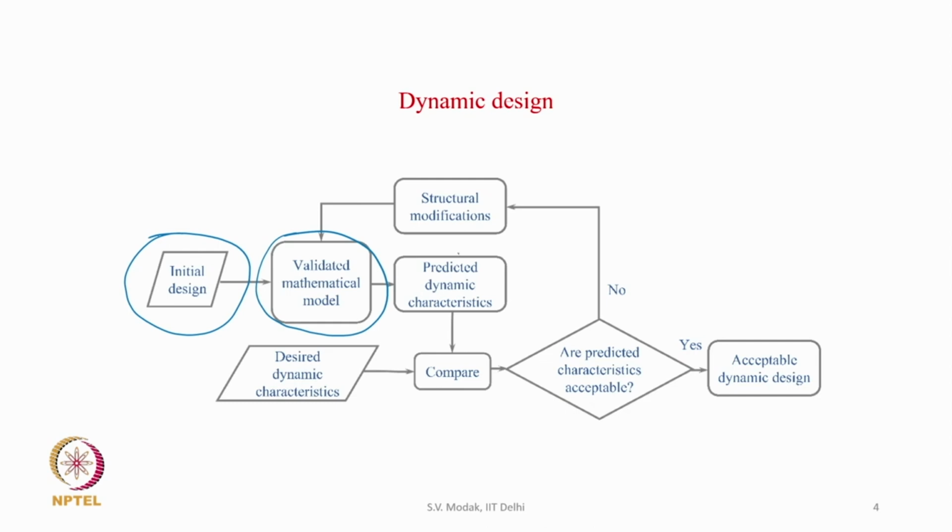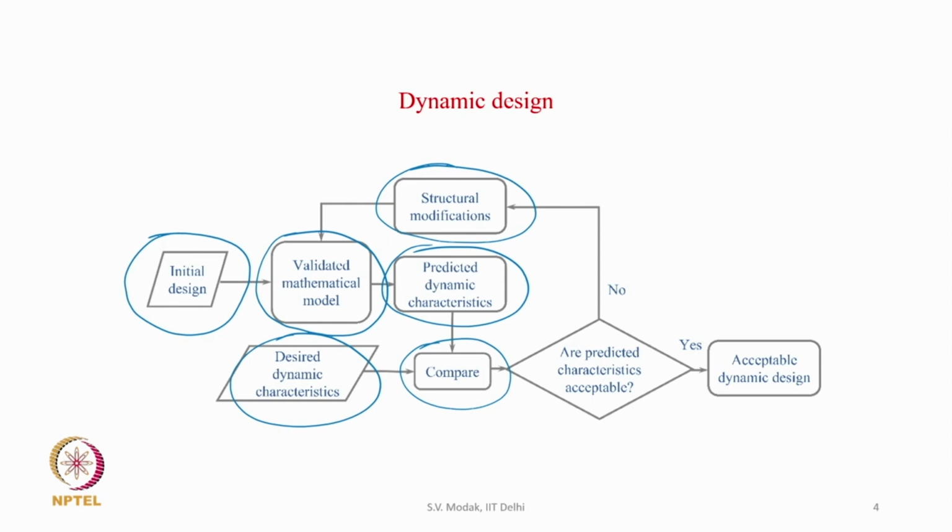Now, the current dynamic characteristics based on the initial design are compared with the desired dynamic characteristics, and if the current dynamic characteristics are unacceptable, then some structural modifications are planned and introduced into the model. This is the place where the role of the local structural modification method we are going to discuss comes into play.